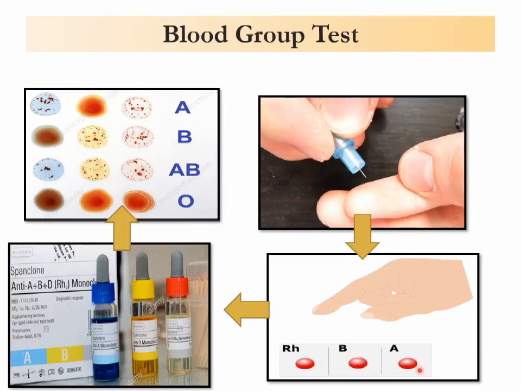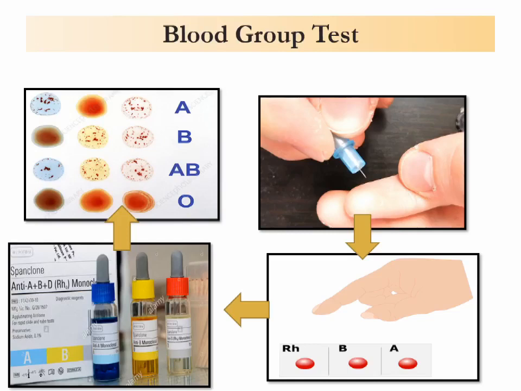So in order to test for the presence of these antigens, you are going to add antibodies. So what are the antibodies added? You're going to add anti-A antibody, which is the blue one, and you're going to add anti-B antibody, which is the yellow one, and you're going to add anti-D antibody, which is the transparent one.